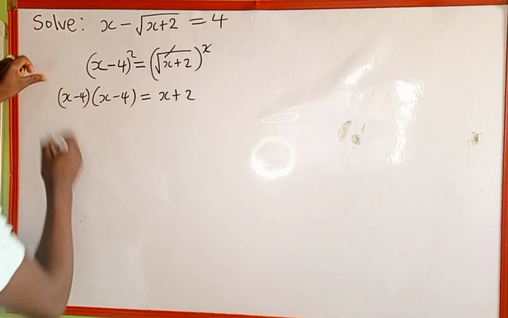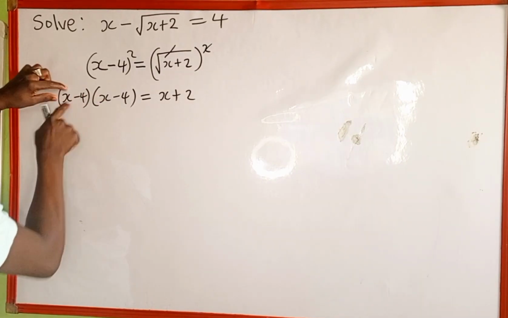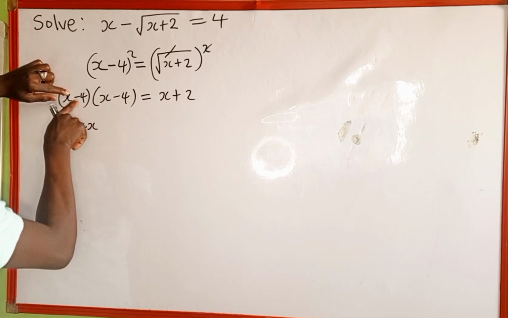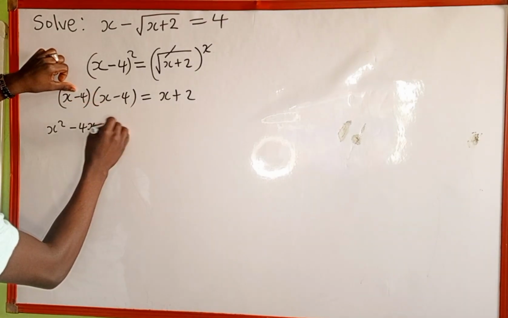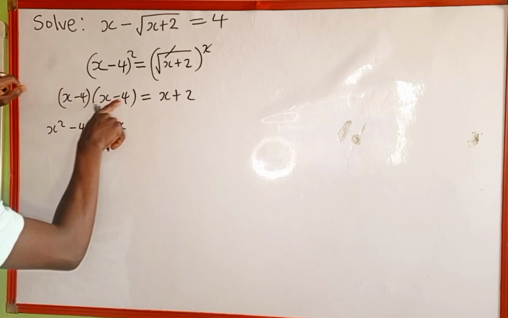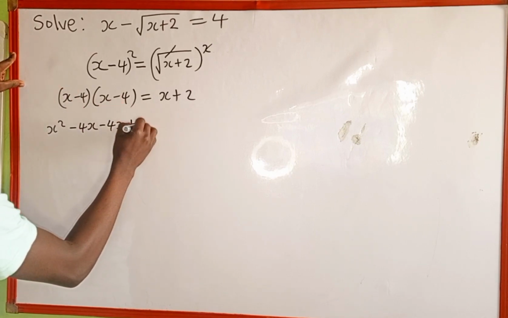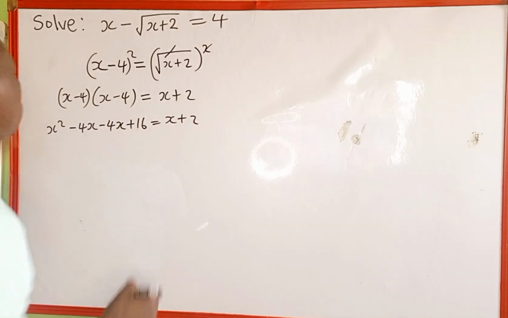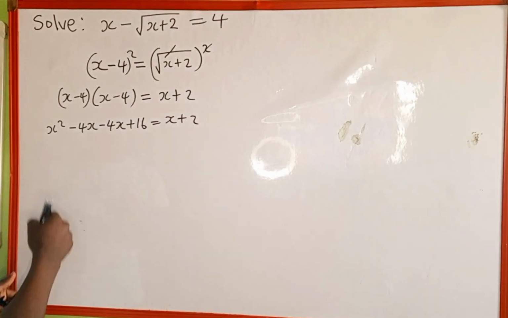So the next thing we're going to do is to expand this bracket. x multiplied by x is going to give us what? x squared. Then x multiplied by negative 4 is going to give us negative 4x. Then negative 4 multiplied by x is negative 4x. Then negative 4 multiplied by negative 4 is going to give us positive 16, which is equal to x plus 2.